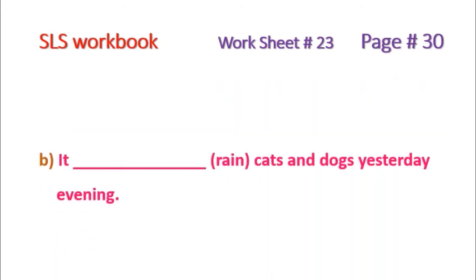B part. It dash rained cats and dogs yesterday evening. Rain verb is given in the bracket. I hope you can use the correct helping verb. Yes, students, it's was. Rain plus ing. It becomes raining. Spellings of raining are R-A-I-N-I-N-G. Raining. Your answer will be was raining.